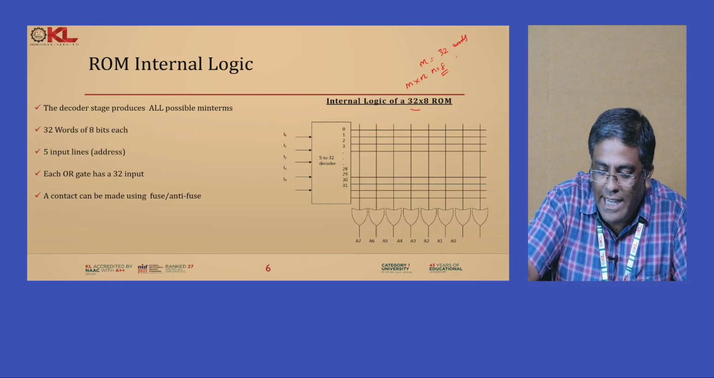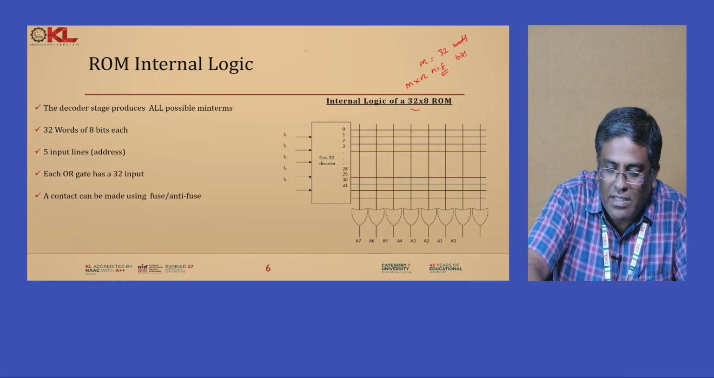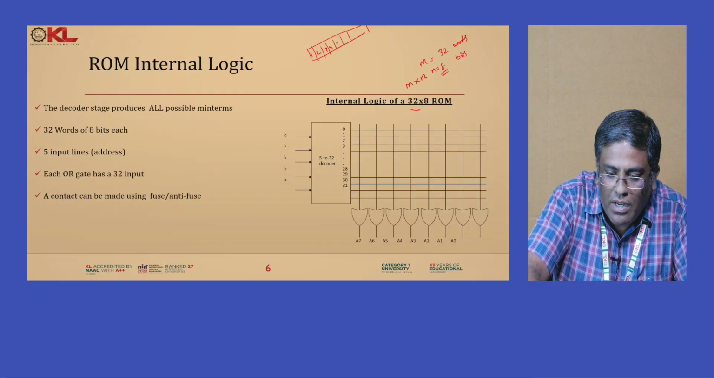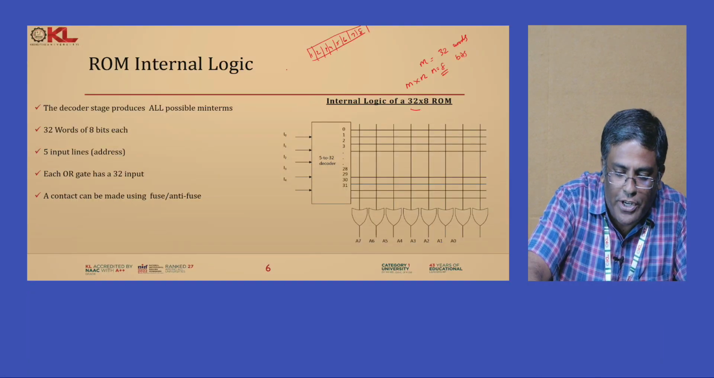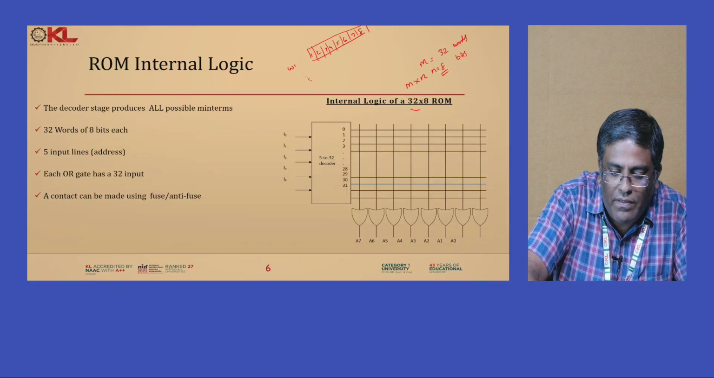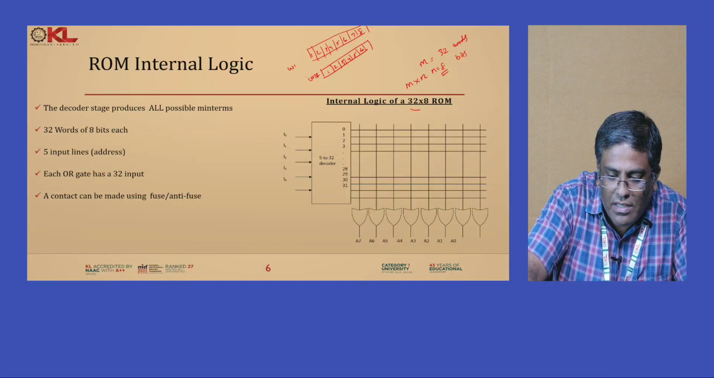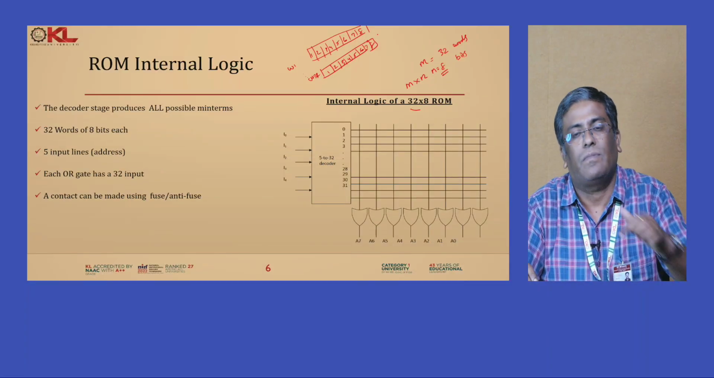N equal to 8, in the sense what is the meaning? We have 8 bits. That means if I take one word, it consists of 8 bits: 1, 2, 3, 4, 5, 6, 7 and 8. So like this I am keeping word 1, until I will have word 32. Word 32 will have the same 8 bits like this: 1, 2, 3, 4, 5, 6, 7 and 8.